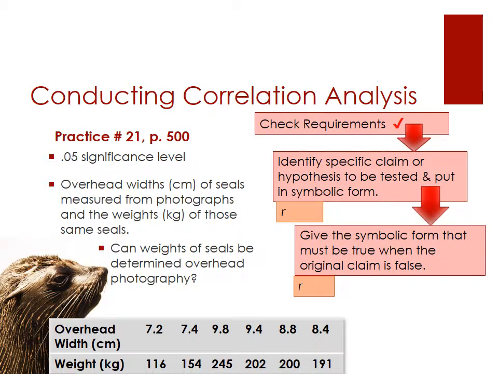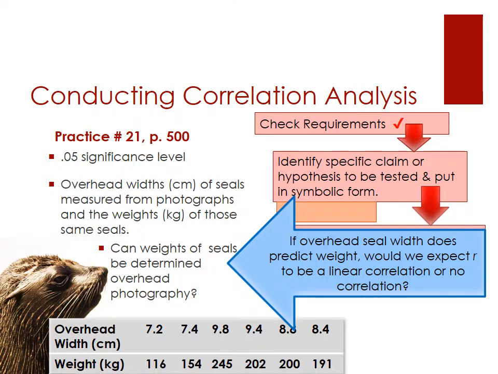So, if the weights of the seals can be determined by overhead photography, and that's what we're looking at. Remember, we're setting our hypotheses here in terms of R, because we're doing a correlation. We have to think about if the overhead seal width does predict the weight, and we're expecting it to be a linear correlation or no correlation. If there's no correlation at all, that value would be represented by a straight line or a 0.